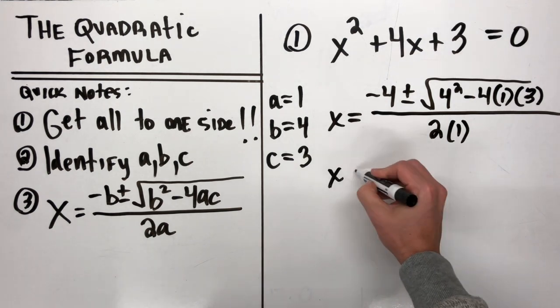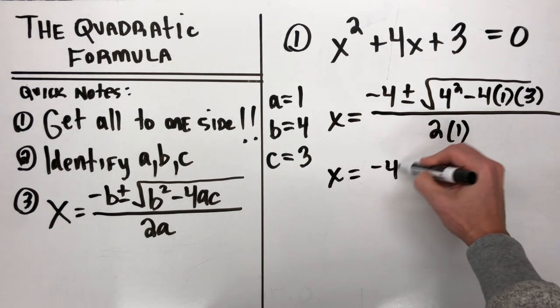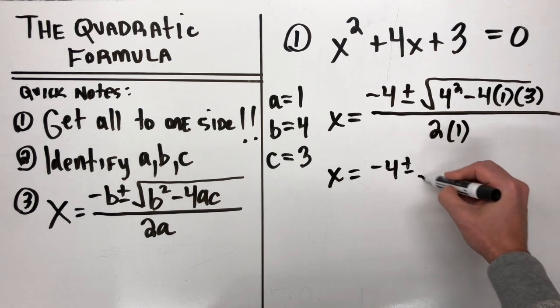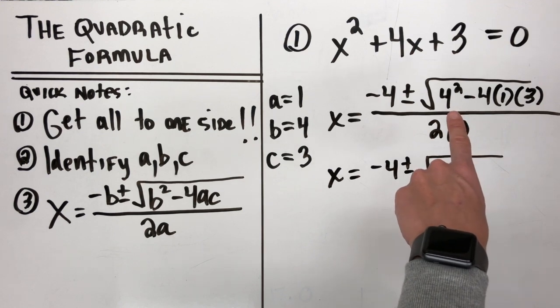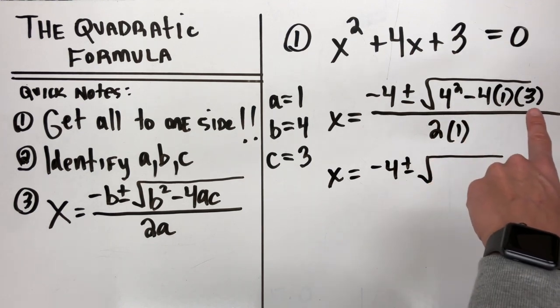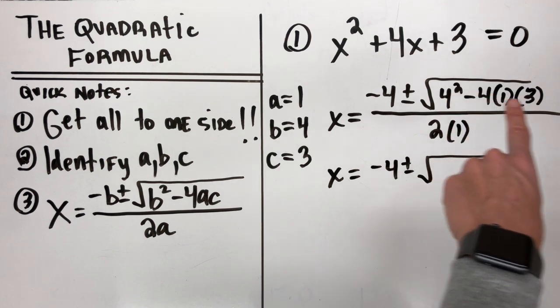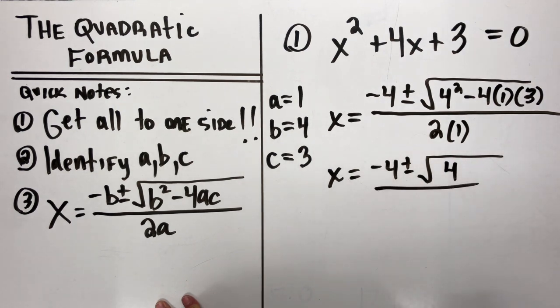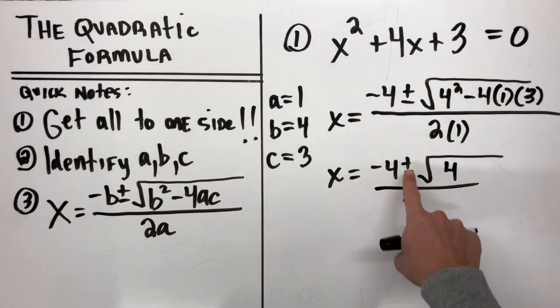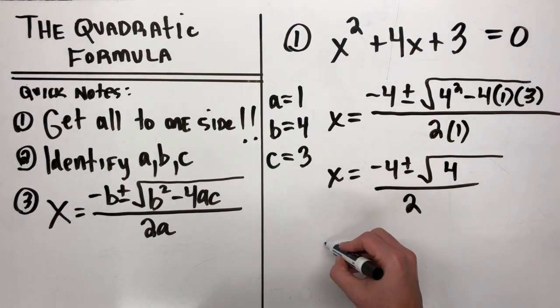Next, we'll start to evaluate this piece by piece. So it's negative 4 plus or minus the square root of 4 squared is 16, and 4 times 1 times 3 is 12. So 16 minus 12 will be 4, and this is all over 2 times 1, which is 2. You may notice this is a quadratic equation, so we could either have 2 solutions, 1 solution, or no solutions. It appears right now that we're going to have 2 solutions because we do have a nice plus or minus sign in here, so let's see what happens.